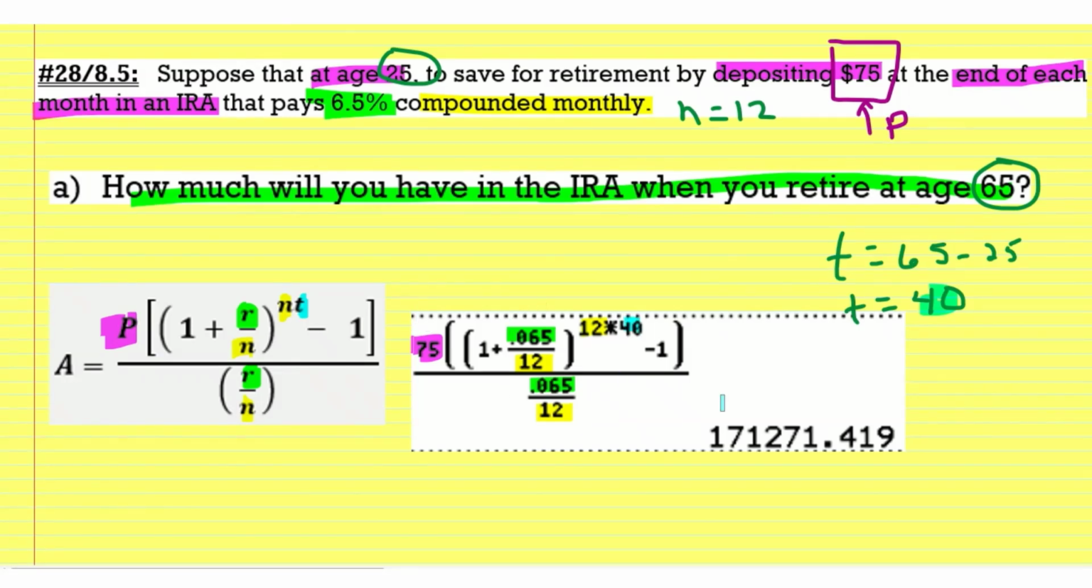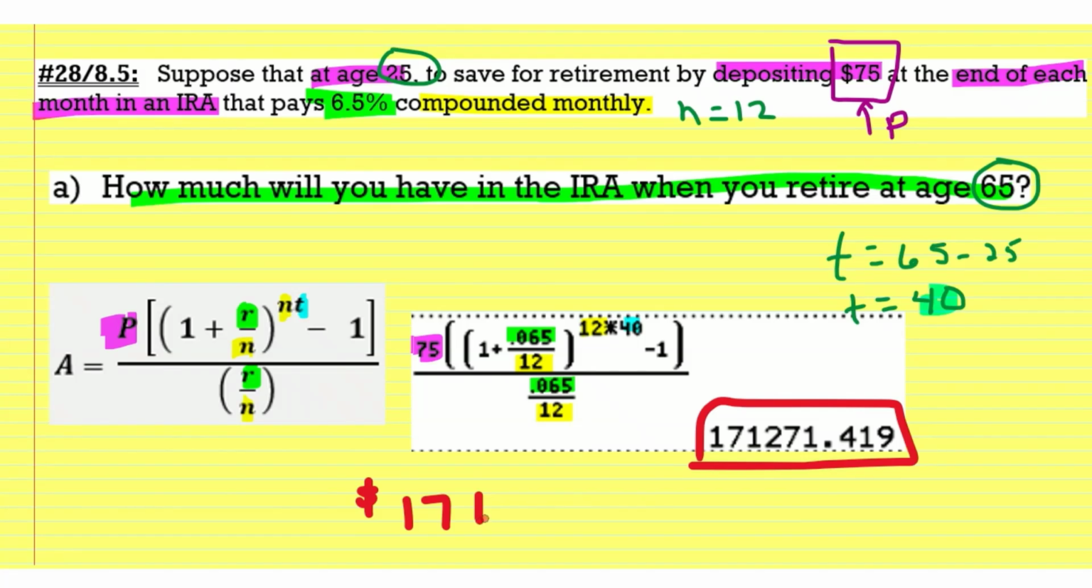So we put all that into our calculator. It will calculate for us if we're using the TI-84, and that means that after 40 years, we are going to have $171,271 in our retirement account.